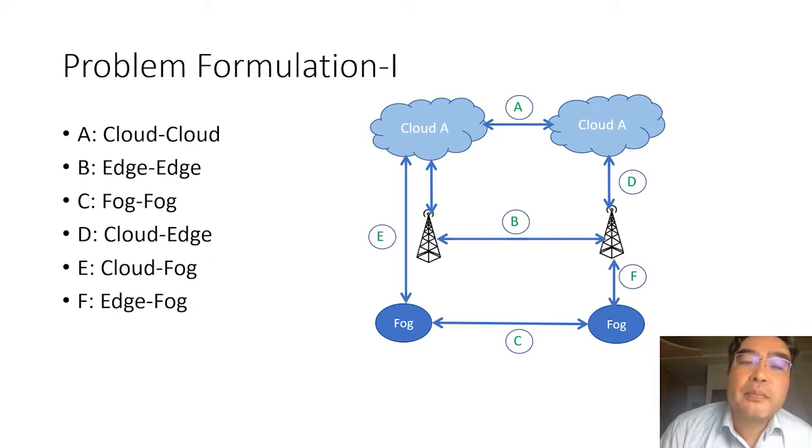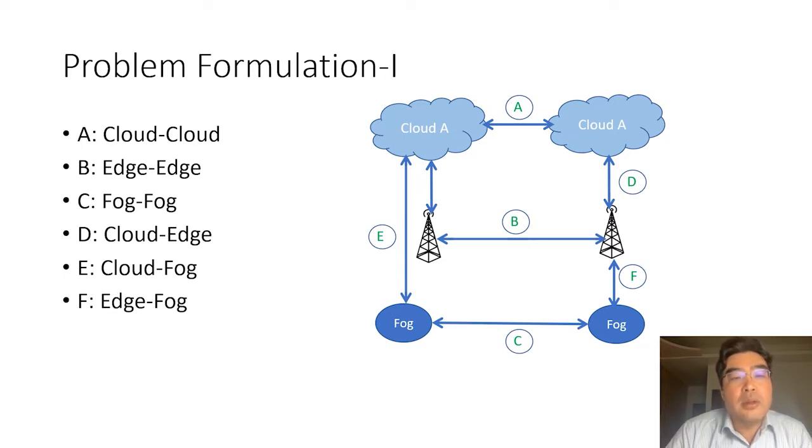So we look at possible pairs. You can see that there are 6 pairs: cloud-edge-fork, then cloud-edge, then cloud-fork, and then edge-fork. So totally 6 pairs. Among the 6 pairs, only cloud-to-cloud federation has been better studied, while the others are not well studied.